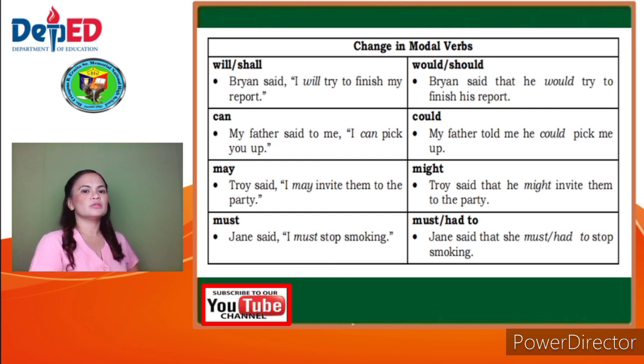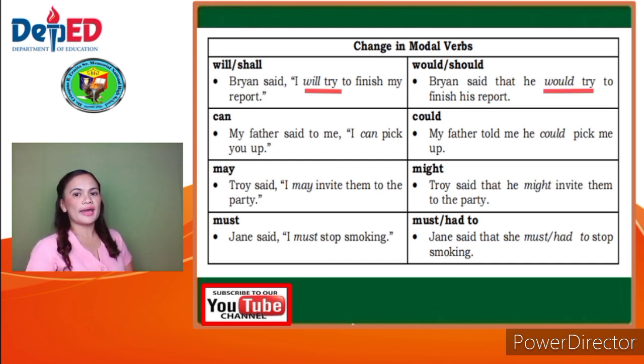Change in modal verbs: will or shall. Brian said, "I will try to finish my report." So, the change in modal verbs will and shall would be would or should. Brian said that he would try to finish his report.